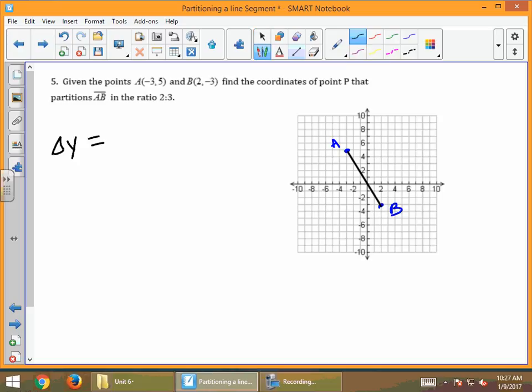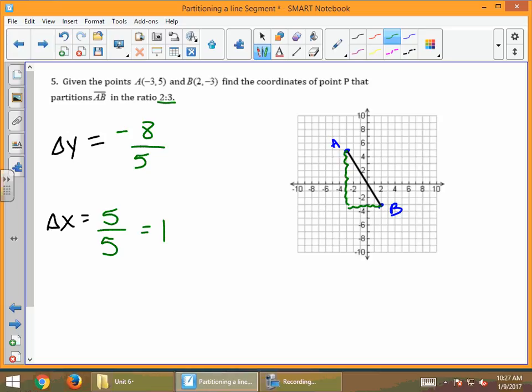Find the change in Y, find the change in X. So when we find our change in Y, how far do we count down? Negative because we went down. How far do we count over? 5. What are we going to divide these two by? 5, the full number of parts. 2 plus 3 is 5. What's 5 divided by 5? 1. Can -8/5 reduce? No, so you have to leave it as -8/5.